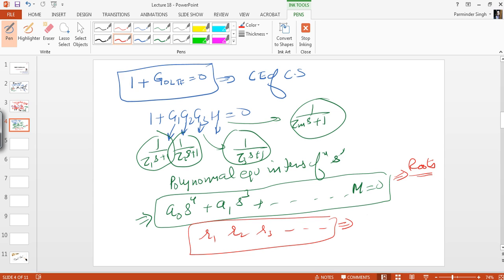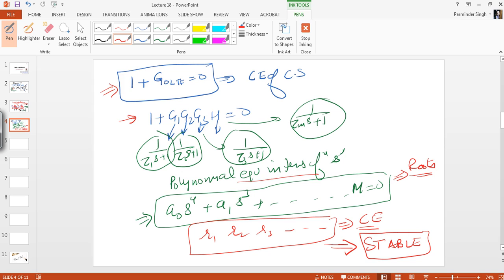Clear? So depending upon the roots of the characteristic equation, I again repeat, depending upon the roots of the characteristic equation, we can identify whether the given system is stable or unstable. So we have the characteristic equation. We find out the roots of the characteristic equation, because it is a polynomial. Then the roots can decide whether the given system will be stable or unstable.